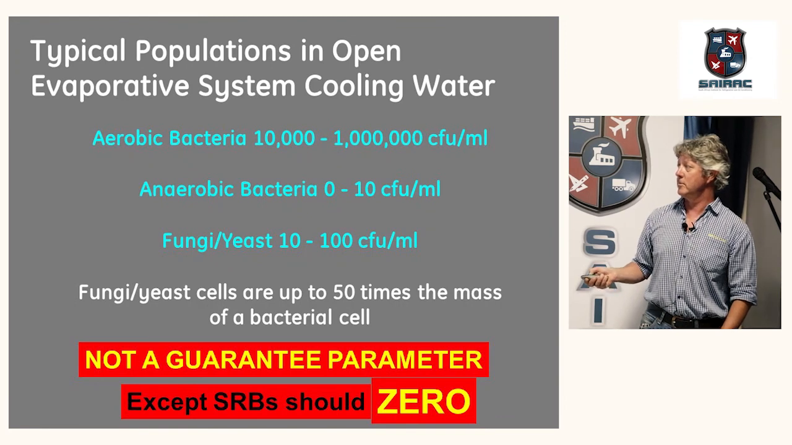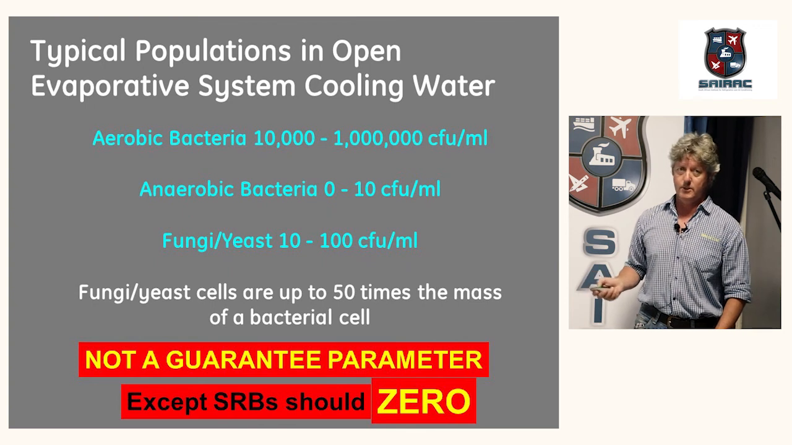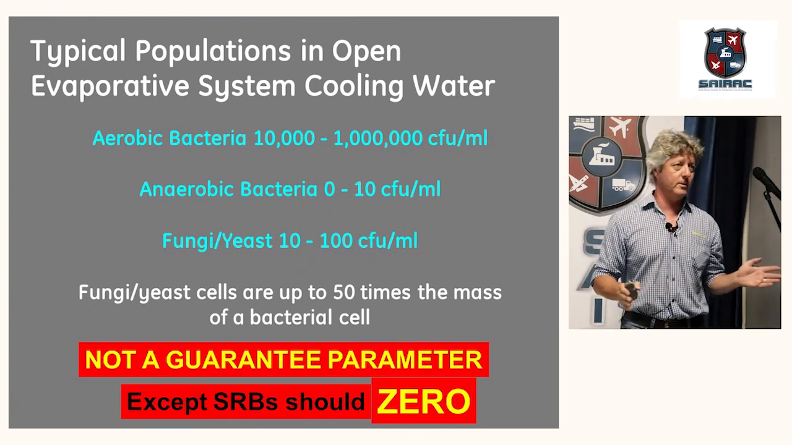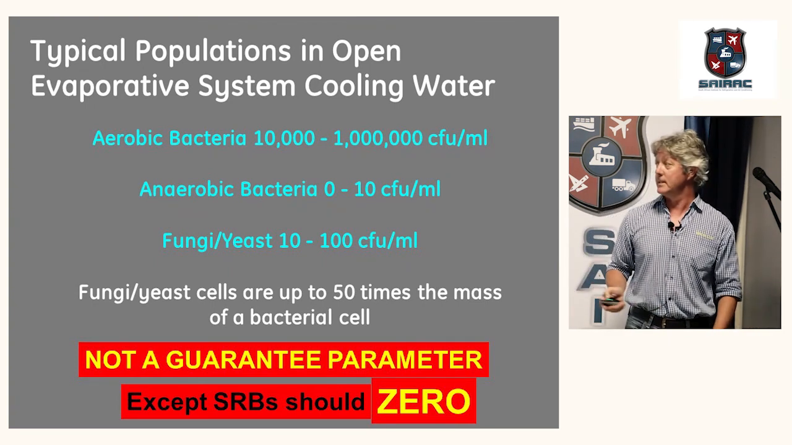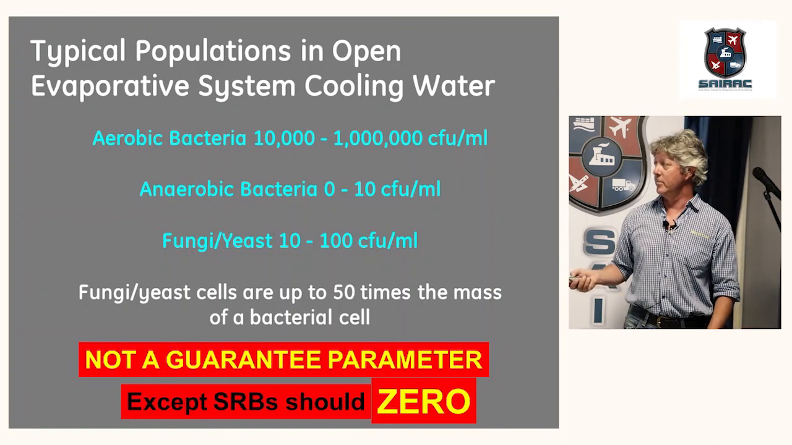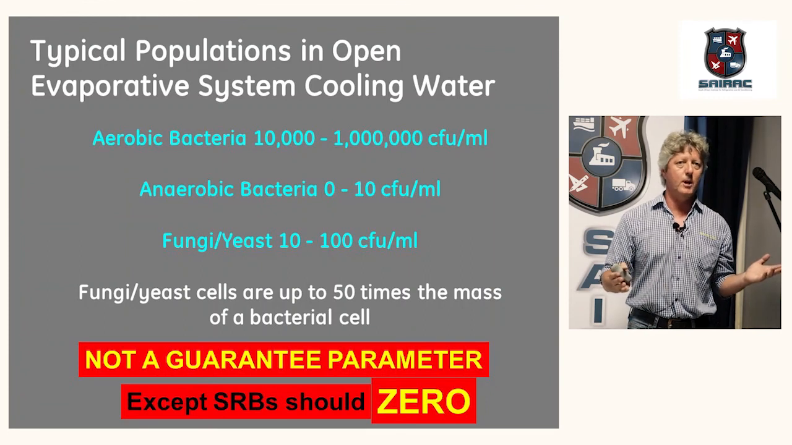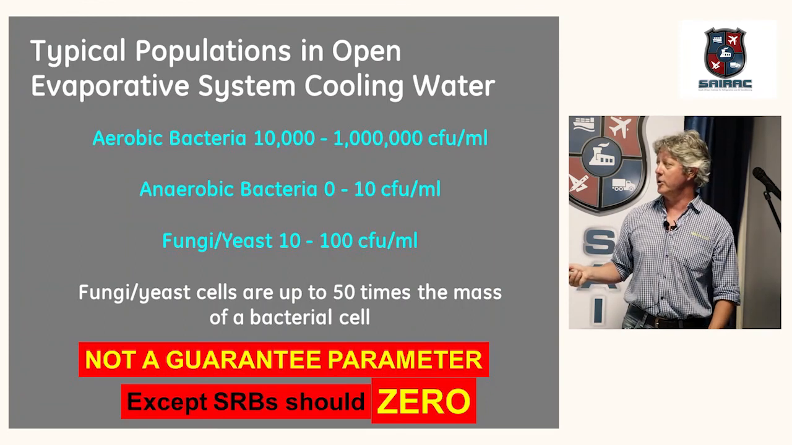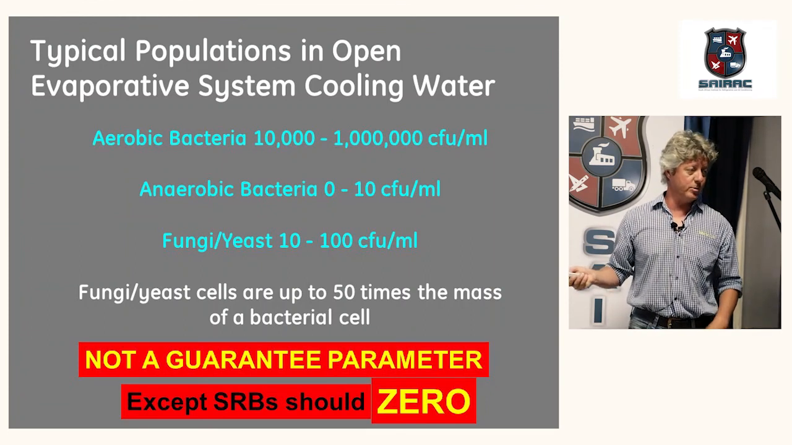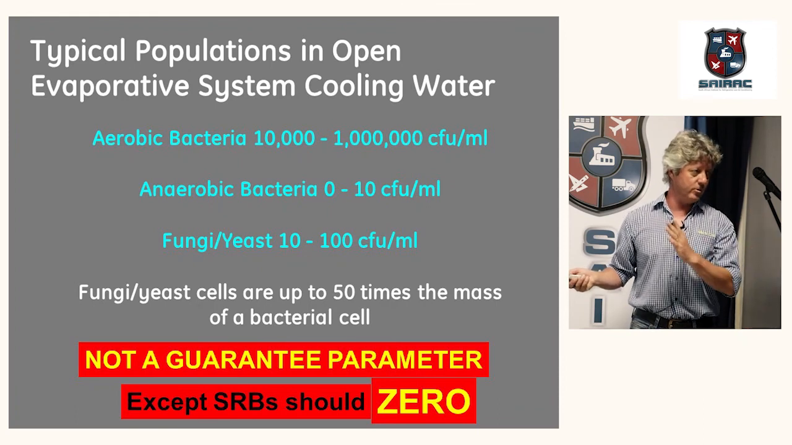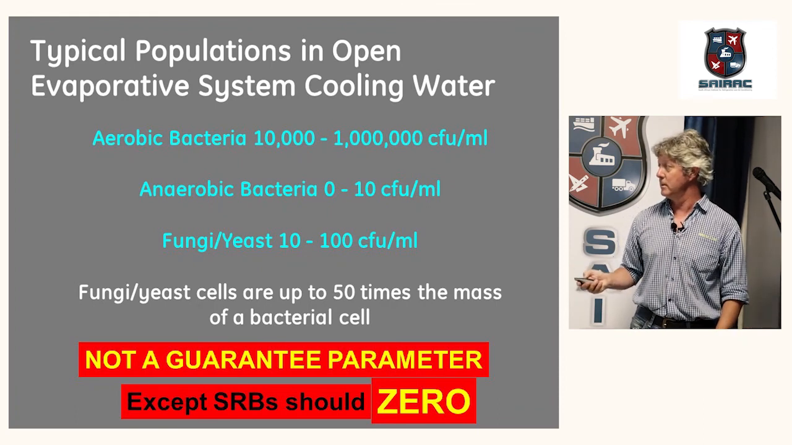SRBs, sulfate reducing bacteria, should be zero. Okay, so it's a good idea to have that tested every now and again. But if you have a very good clean system, you will not have a slime layer. SRBs grow under anaerobic conditions, which is at the bottom of the slime layer, so you should not have a problem with the SRBs.